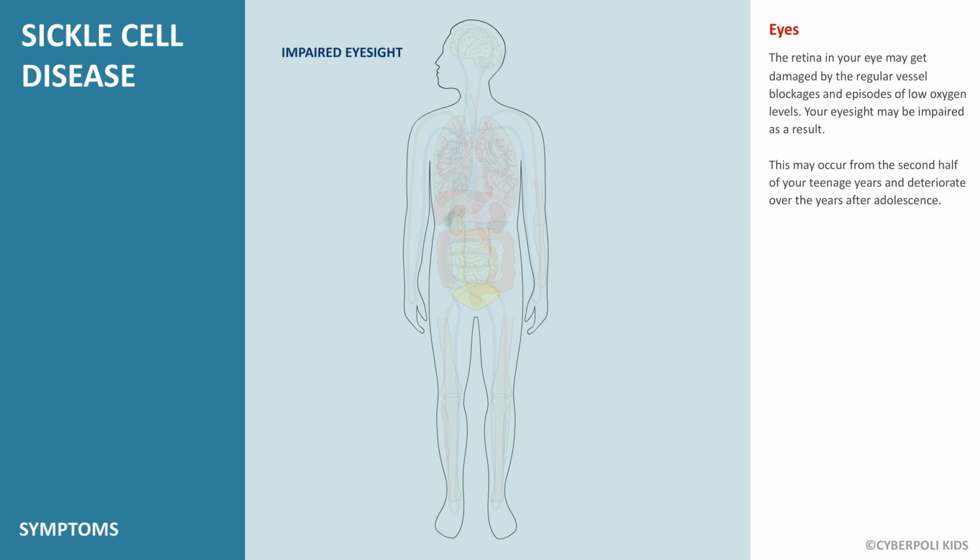The retina in your eye may get damaged by the regular vessel blockages and episodes of low oxygen levels. Your eyesight may be impaired as a result. This may occur from the second half of your teenage years and deteriorate over the years after adolescence.